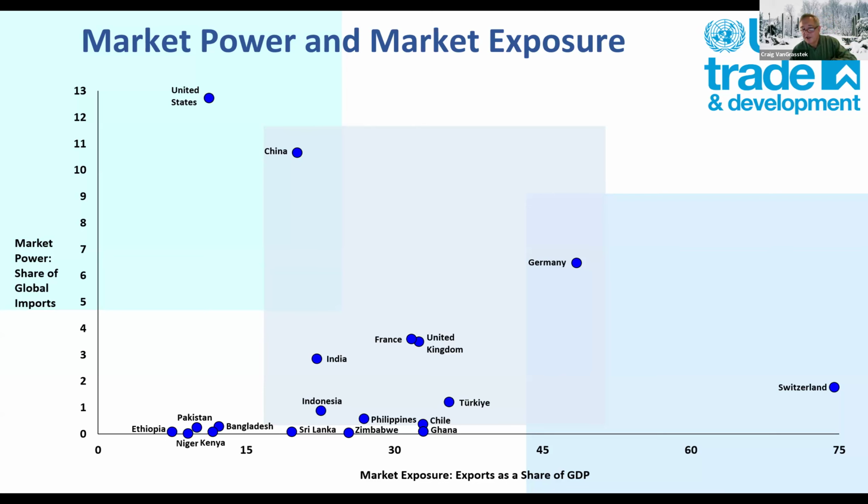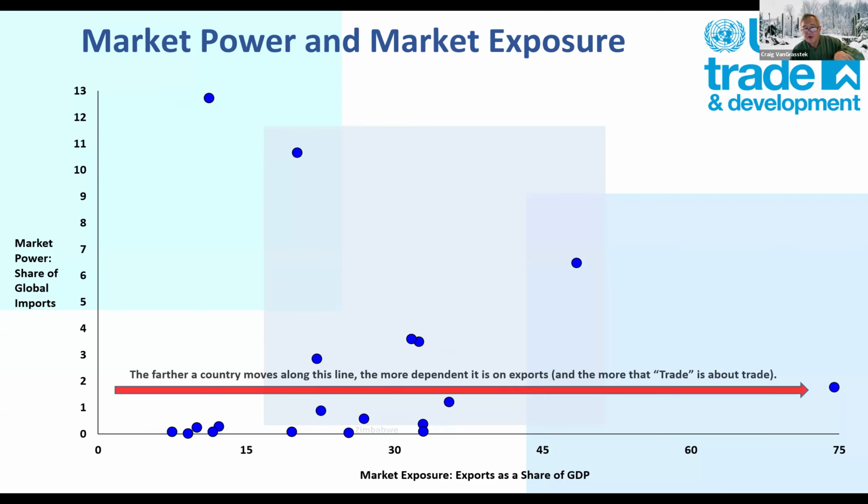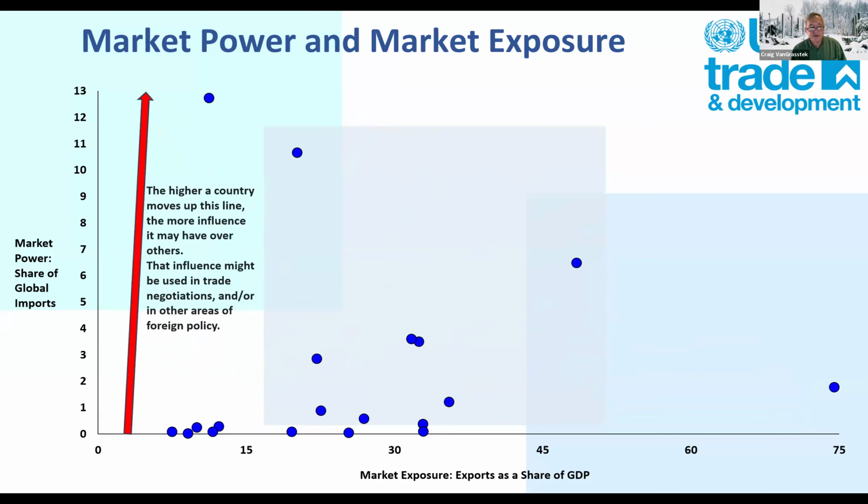And if you look at the numbers here, but then apply them to a political construct, you realize the farther a country moves along the line of market exposure, the more that trade is about trade. But the more that a country is to the left, the more trade may be about leverage. And the leverage is what shows up in this alternate measure of market power.